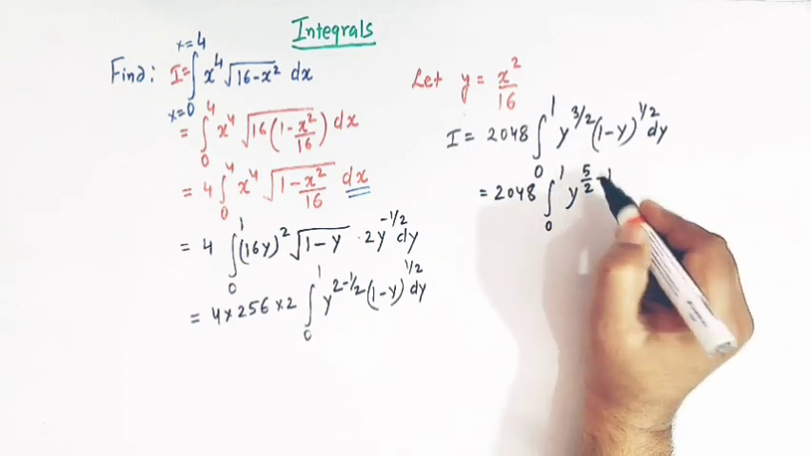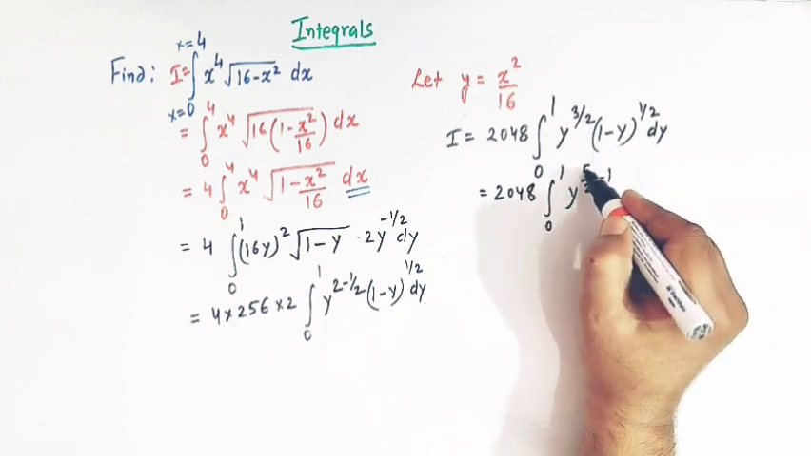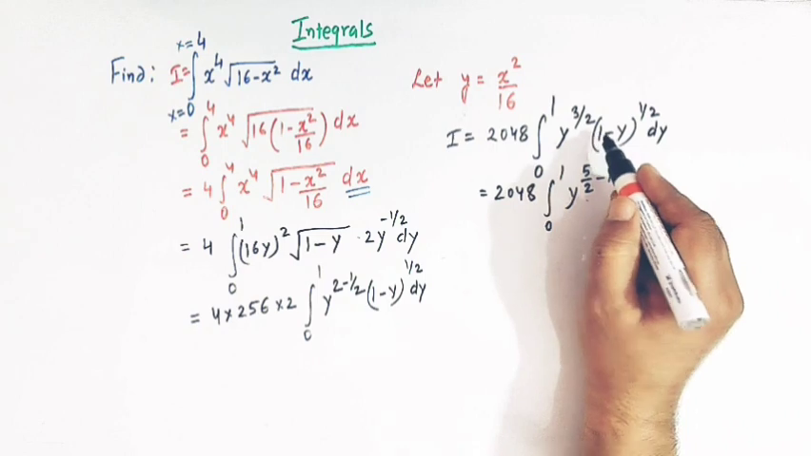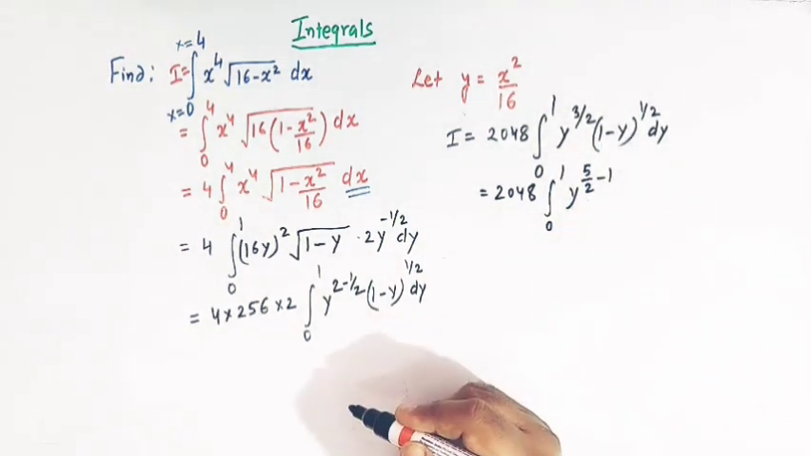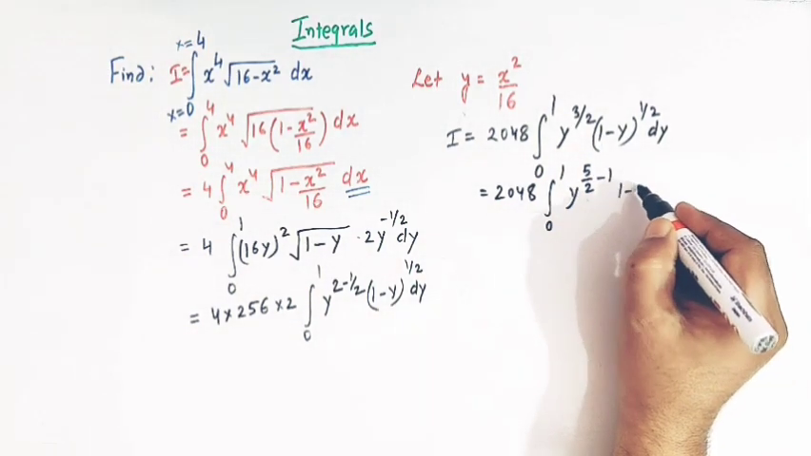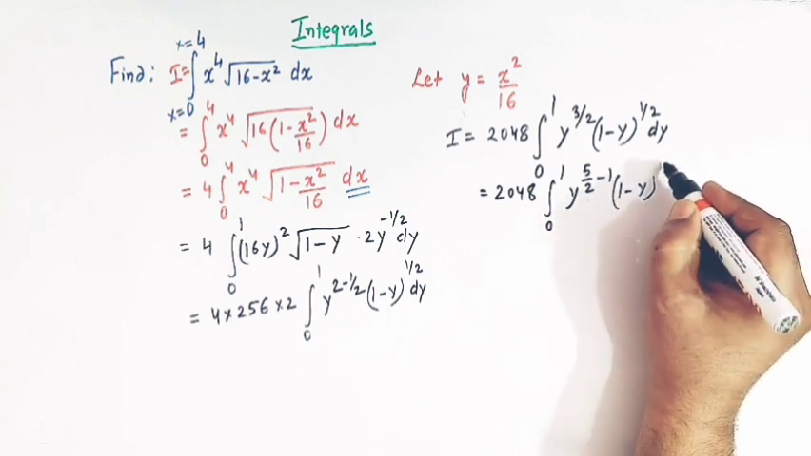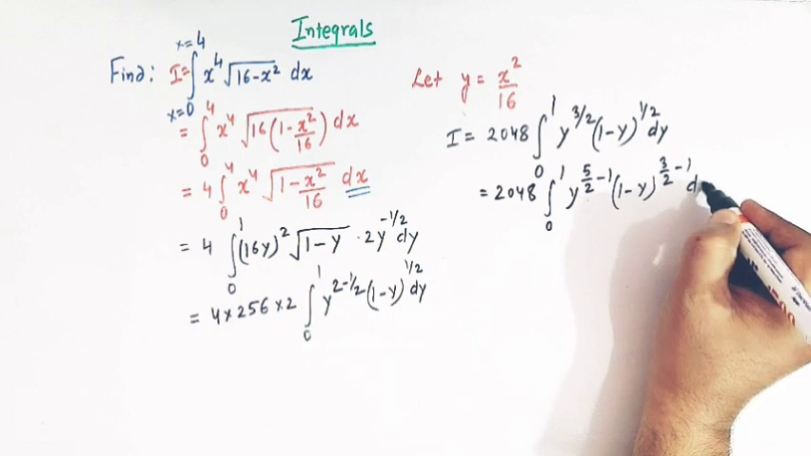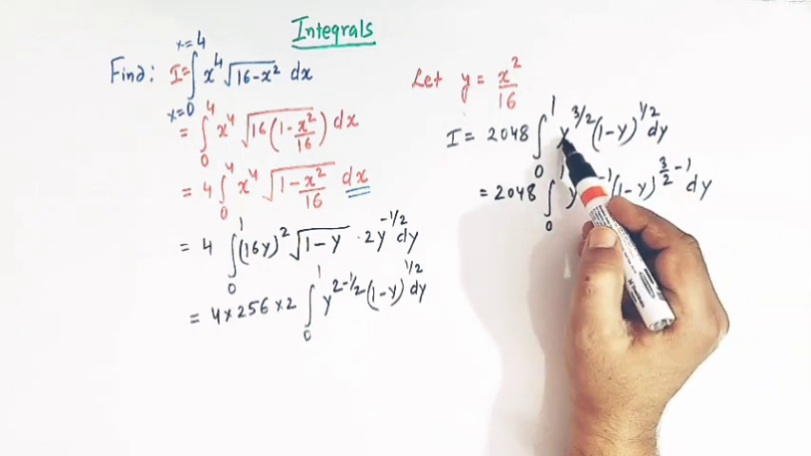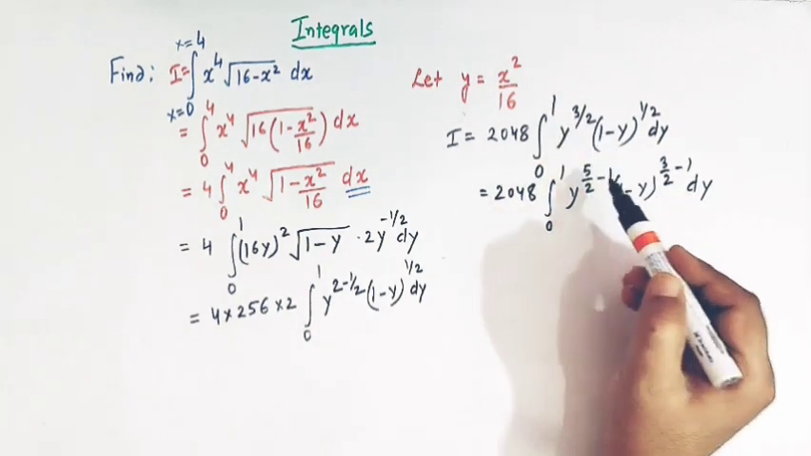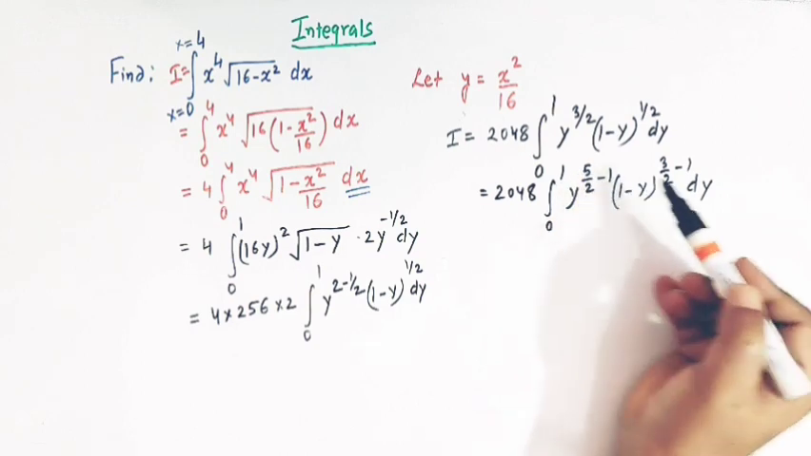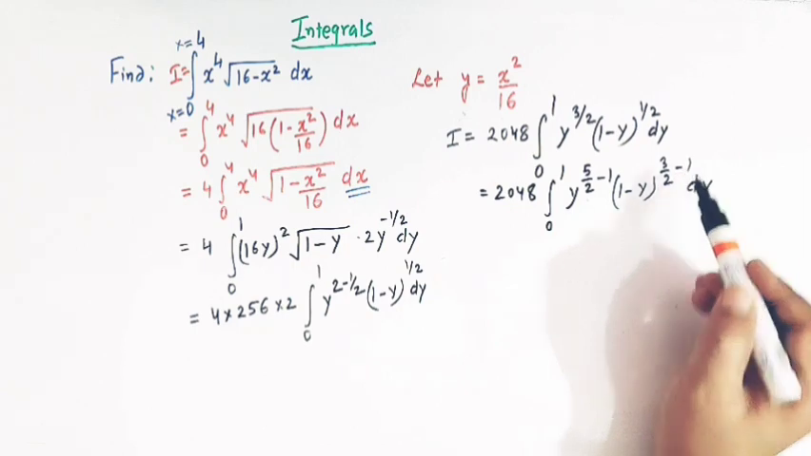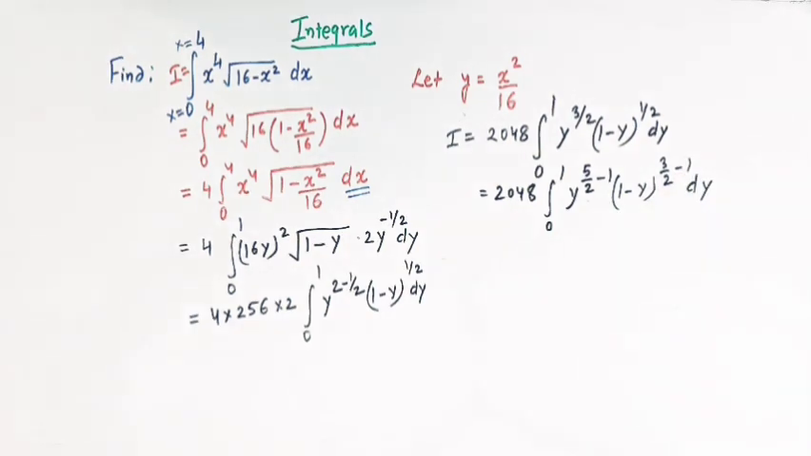So why are we writing this like 5 by 2 minus 1? In order to convert this integral into the beta integral, right? And here we have 1 minus y raised to 3 by 2 minus 1, right? So now we have written y raised to 3 by 2 as y raised to 5 by 2 minus 1, and half as 3 by 2 minus 1.